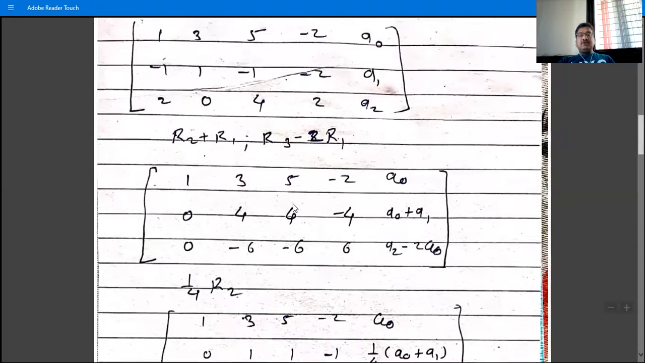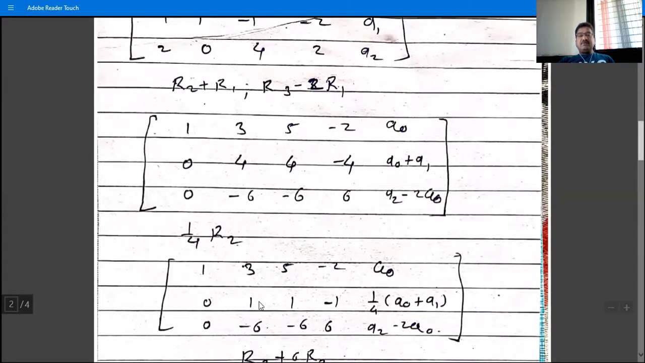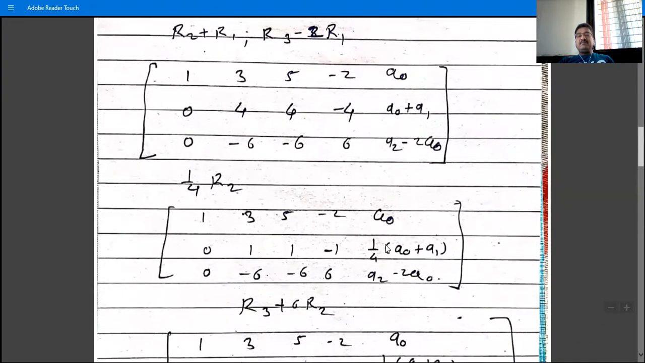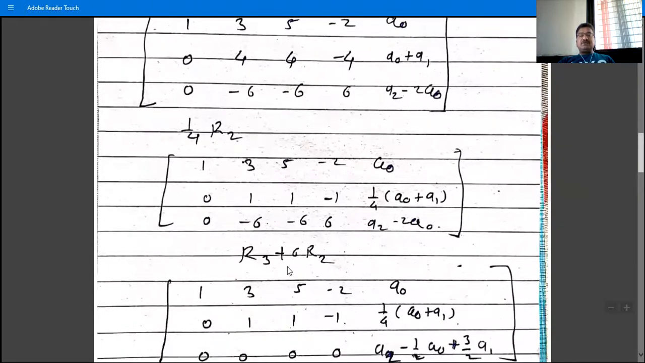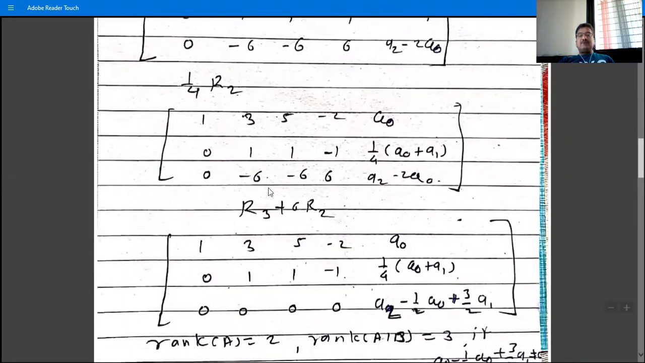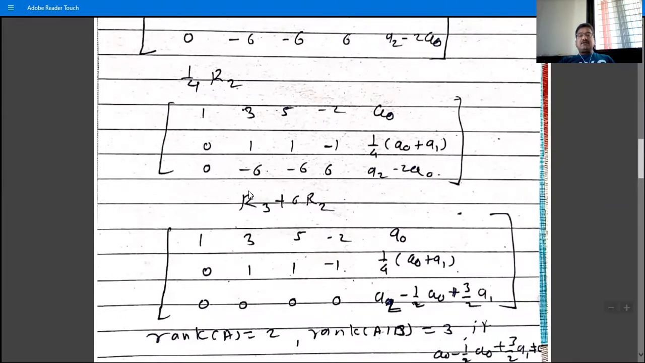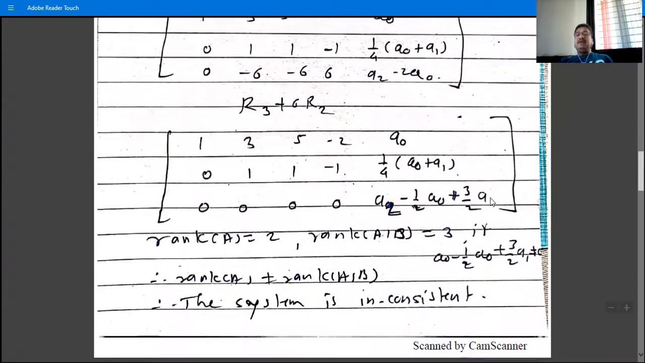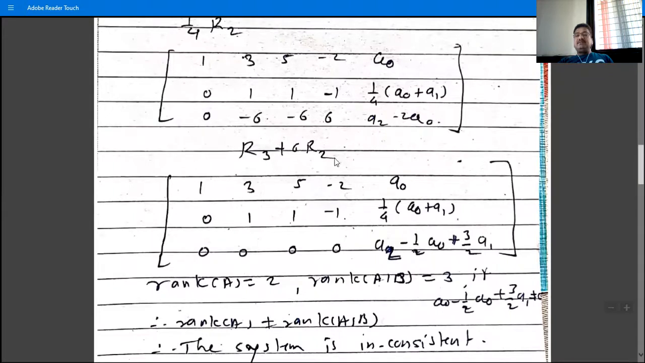Then we have to reduce this 4 to 1, so the operation is (1/4)R2. So we have 1, 1, -1, and here (1/4)(a0 + a1). Then we have to reduce this -6 to 0, so R3 + 6R2. So we have 0, 0, 0 at this place, and here we have a2. Multiply this by 6 and add: a2 - (1/2)a0 + (3/2)a1 after calculation, that is R3 + 6R2.